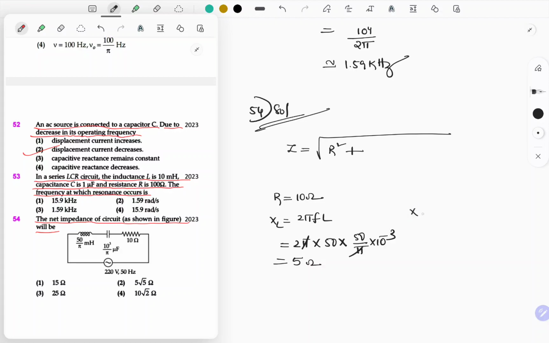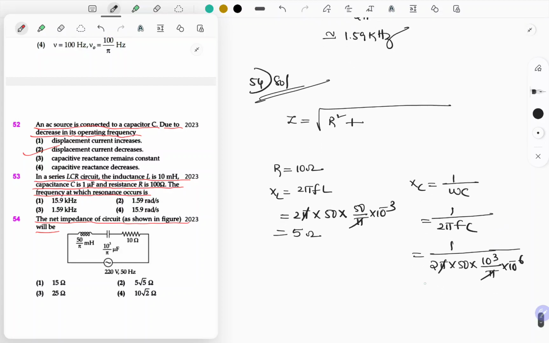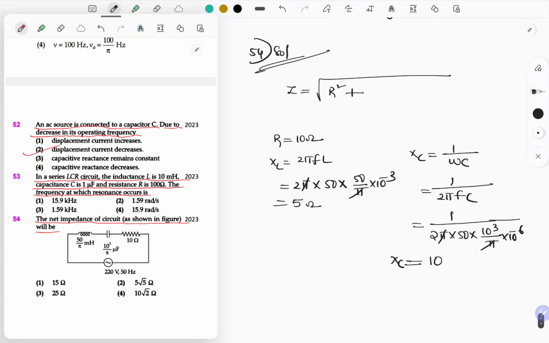Next, XC is 1 by omega C, and 1 by omega C is 1 by 2 pi F into C. F value is 50 hertz and C value is 10 power 3 divided by pi into 10 power minus 6. Pi will get cancelled out. So 100 into it is going to be 10 power 5. 10 power 5 into 10 power minus 6, 10 power minus 1 goes to the numerator, it will become 10. XC is equal to 10. So definitely it is a capacitive circuit because capacitive reactance is greater than inductive reactance.